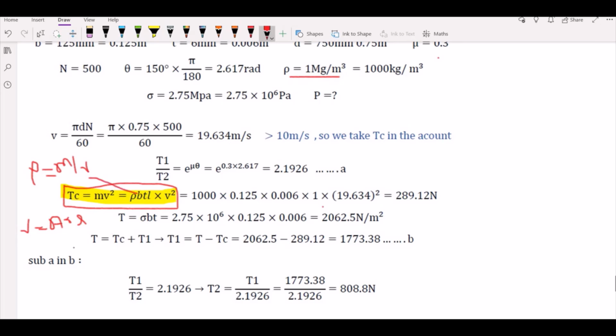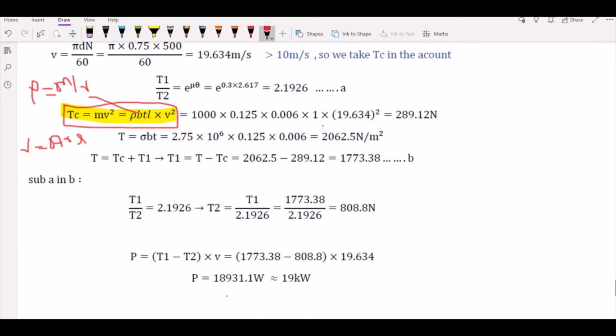Once your Tc is known, substitute this, as we have already got the relation. If stress and width are given, T is equal to sigma into B into T. From this the actual tension is known. Then the initial tension, tight side and slack side, as well as the centrifugal tension, we have a relation from this. Then you will get your T1 from here. Take equations 1 and 2, substitute, then you will get T1 by T2 is equal to this relation. From that you will get the value of T2, and then substitute over, then you will get T1. Then in the final substitution P is equal to this relation. Finally I got this value as 19 kilowatts.